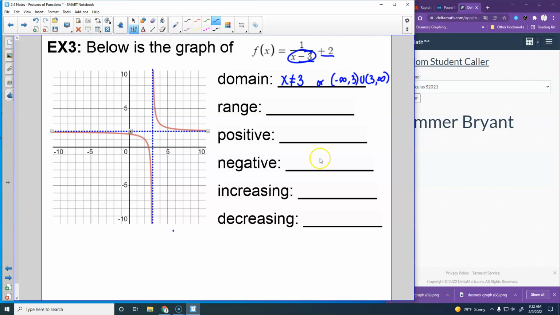If I look at the range, it is also going to have just one spot where I don't have a value. And that's going to be wherever I have my horizontal asymptote, right? Because right here at this horizontal asymptote, my graph is going to get closer and closer to that line in either direction, but it's never going to actually touch that line. So this line is at y equals 2. So we would say y cannot equal 2. Or the other way I can write that is negative infinity to 2 and 2 to infinity.